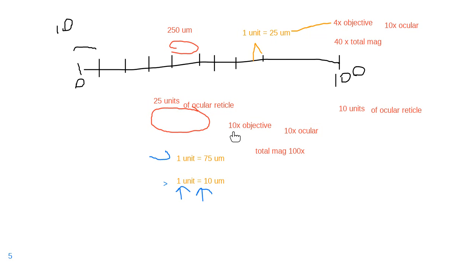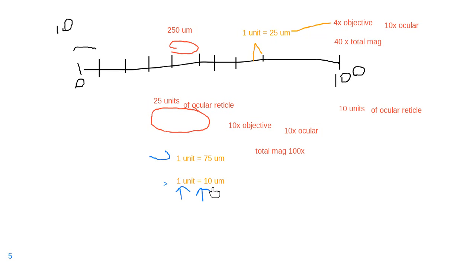And then when you moved to the 10x objective, it spanned 25 units. It still has to measure 250 micrometers. And the only way it could match that number is if each unit was 10 micrometers. So this one is the one that is right.